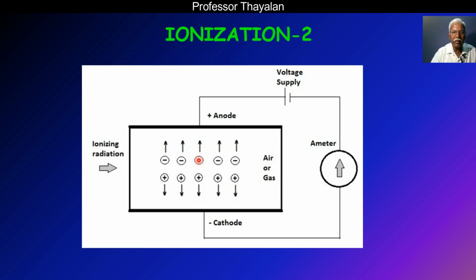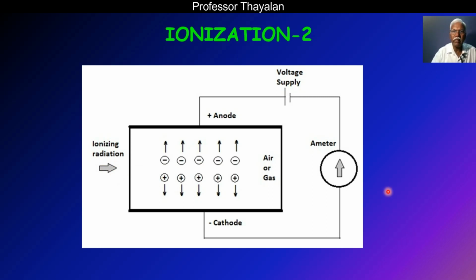The negative ions move towards the anode. The positive ions move towards the cathode. So the circuit constitutes ionization current. The current will deflect the galvanometer here, so it can be shown as a reading. The deflection of the galvanometer is proportional to the ion pairs, which is proportional to the intensity of the ionizing radiation. This is the basic principle by which the ion chamber works.